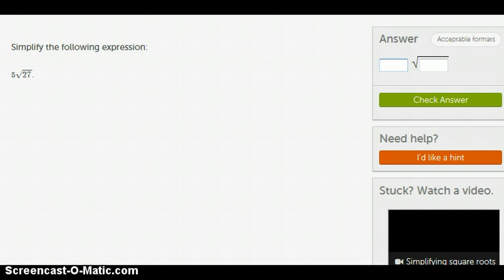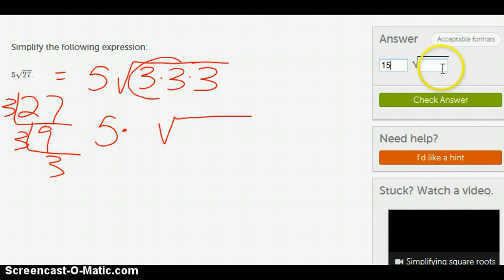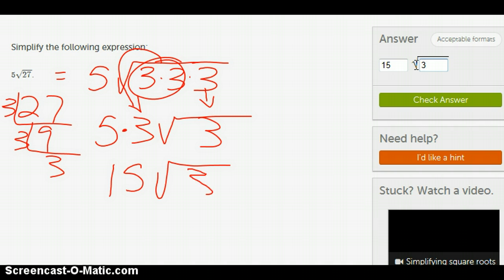5 times the square root of 27, again, that's going to equal 5 times the square root of the factor tree for 27. 27 is 3 times 9 and 3 times 3. So here I have 3 times 3 times 3. Again, I'm looking for a pair of numbers. So this is going to be 5 times something because I'm already looking ahead. I have 2 3s, so the 3 will go in here. I have a 3 left over, so the answer is 15 times the square root of 3.